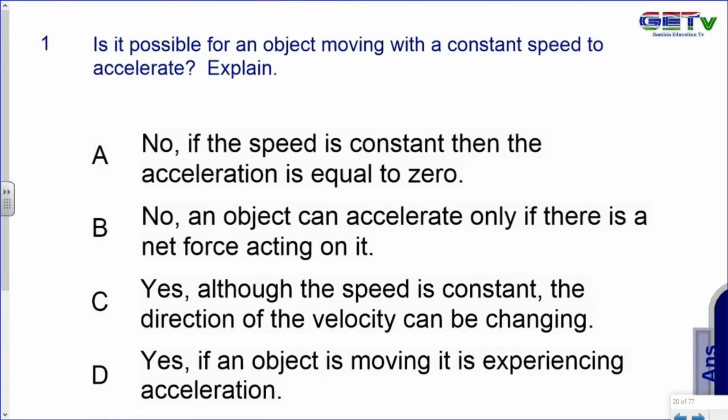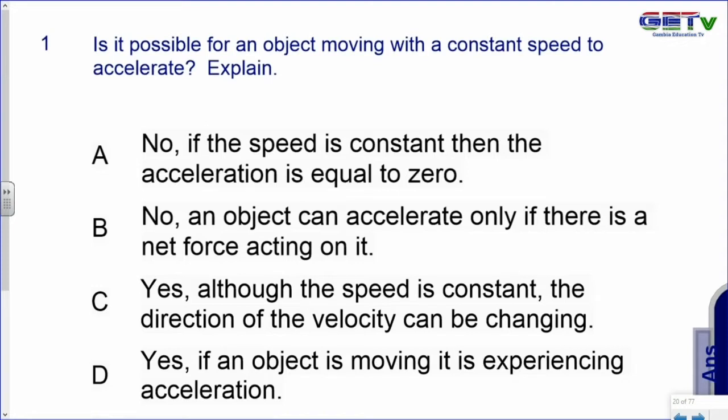Now we have a problem on the board, and it reads, is it possible for an object moving with a constant speed to accelerate? Explain your answer. Option A says no. If the speed is constant, then the acceleration is 0. And option B says no, an object can only accelerate if there is a net force acting on it. And C, yes, although the speed is constant, the direction of the velocity can be changing.